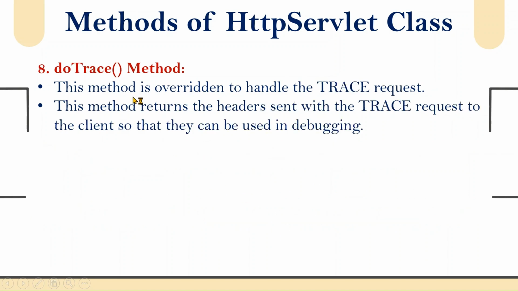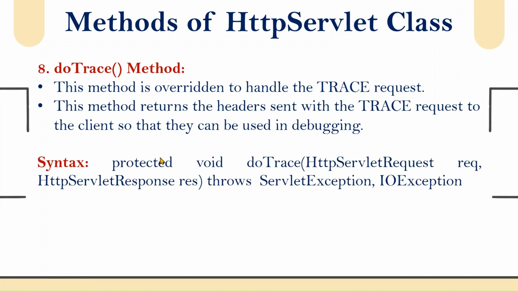Now doTrace. This method is overridden to handle the trace request. Whenever you get any sort of exception and you want to debug it, you can go for this one. This method returns the headers sent with the trace request to the client so that they can be used for debugging at the client end. Coming to the method signature, protected void doTrace, HttpServletRequest, HttpServletResponse, and it throws the same sort of exceptions.